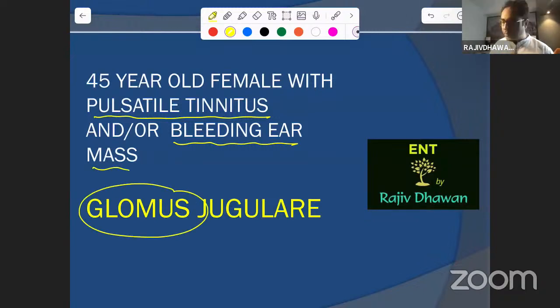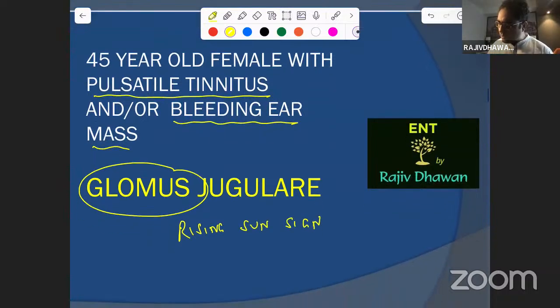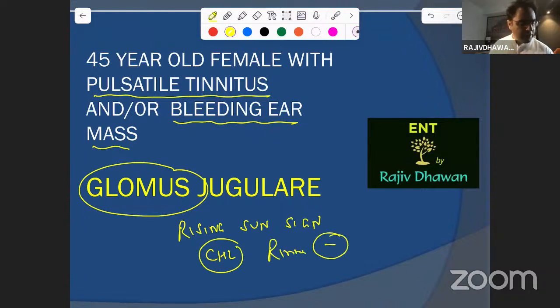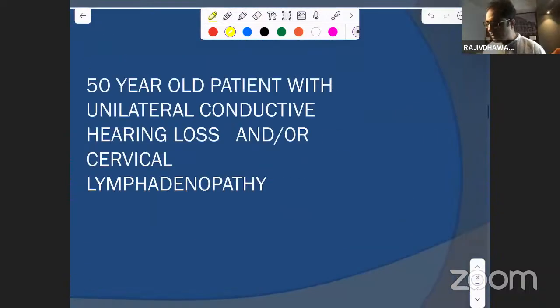And this patient will be having the rising sun sign. It's a middle ear tumor, beta. So the patient will be having conductive hearing loss and Rinne will be negative, beta. Conductive hearing loss.